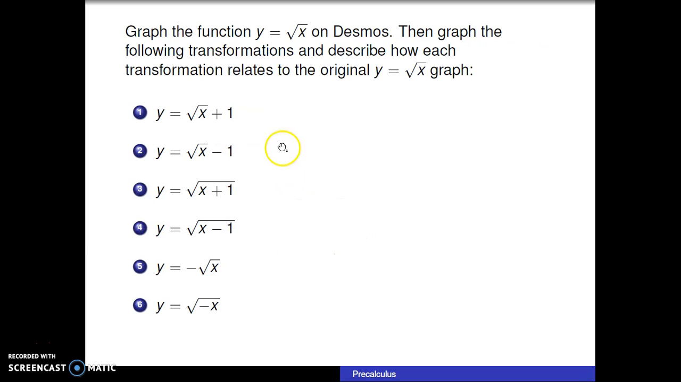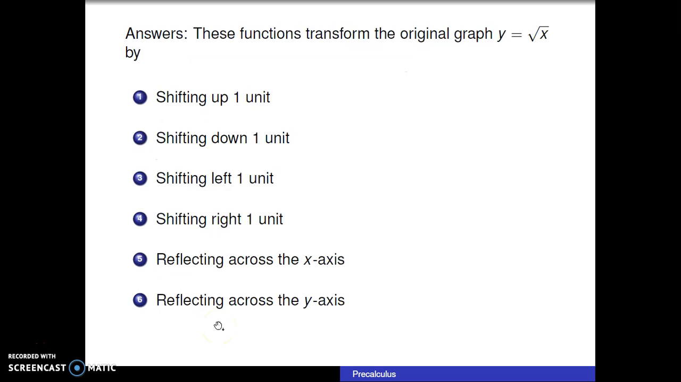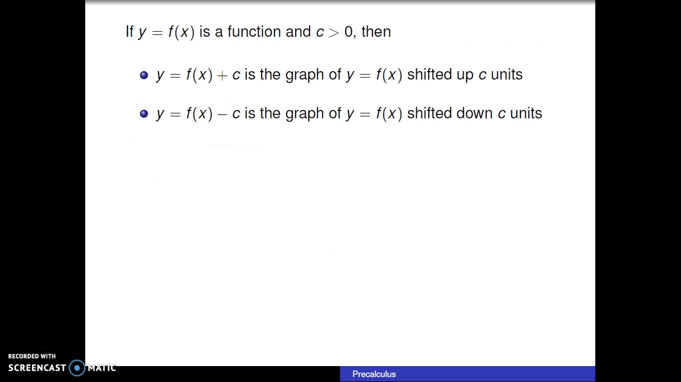The thing I want you to especially notice is the placement of the extra items. Here we had a plus and minus 1. They were located on the outside of the function. Here we had a plus and minus 1 that were located inside the function, or with the x. Here the negative was outside, here the negative was inside. And we'll see we can always associate these kinds of placements with certain kinds of transformations.